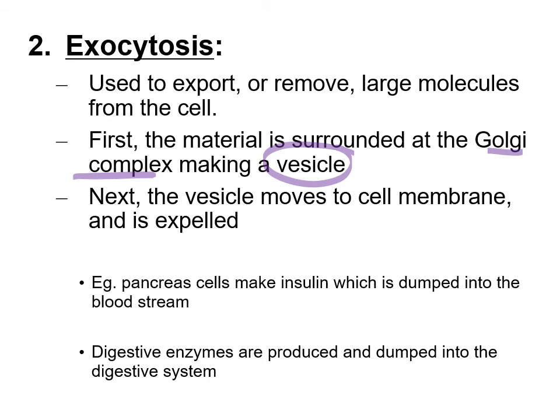So when your pancreas is making insulin, the cells there are actually producing this hormone here, and they need to get out of the cells, and so it uses exocytosis to do that. Same thing with the digestive enzymes in your digestive system. Lots of different areas where they're being produced, but they are produced inside of a cell, and then they have to be moved outside of the cell, and this is done through exocytosis.